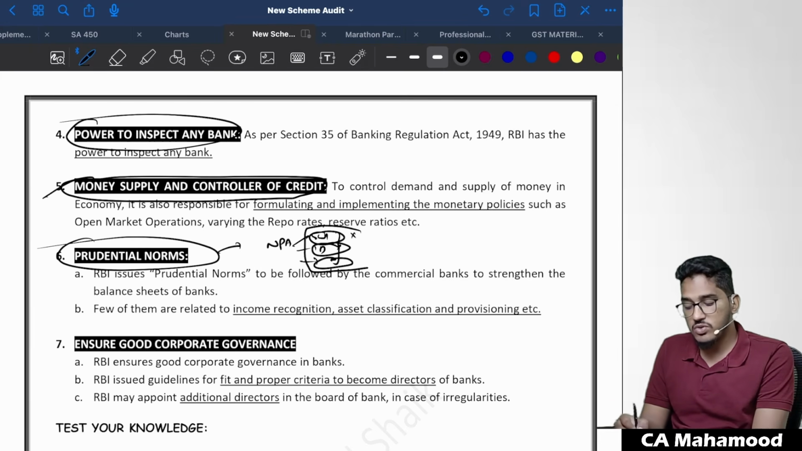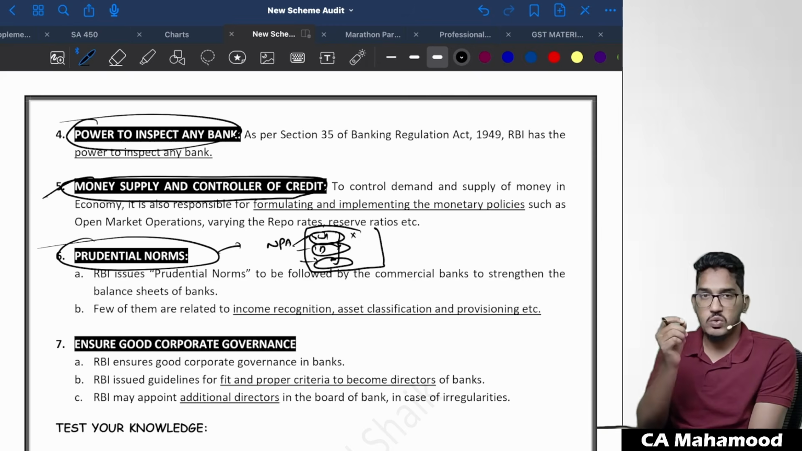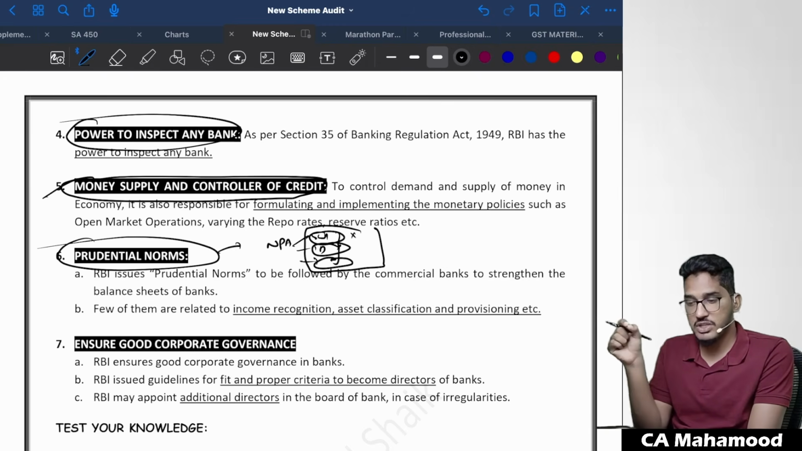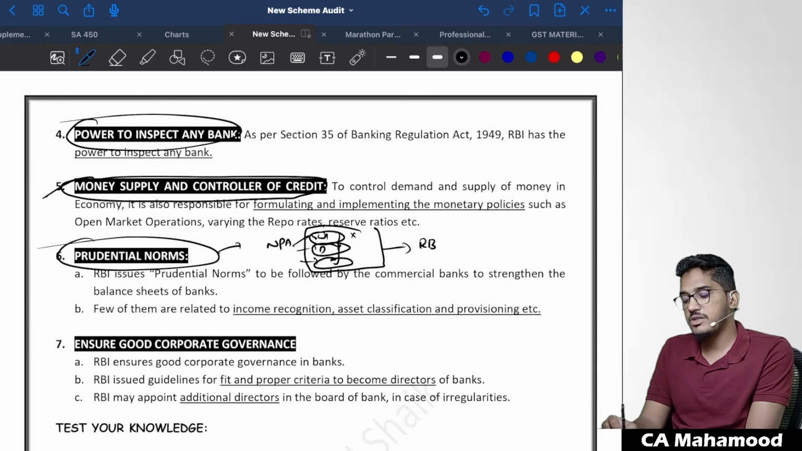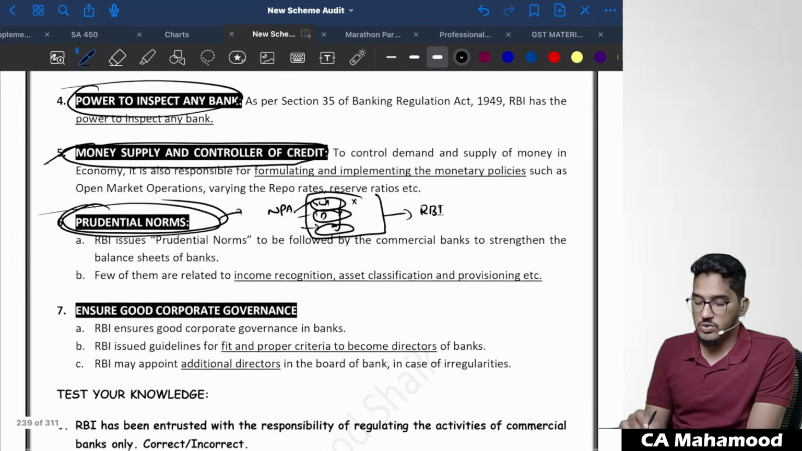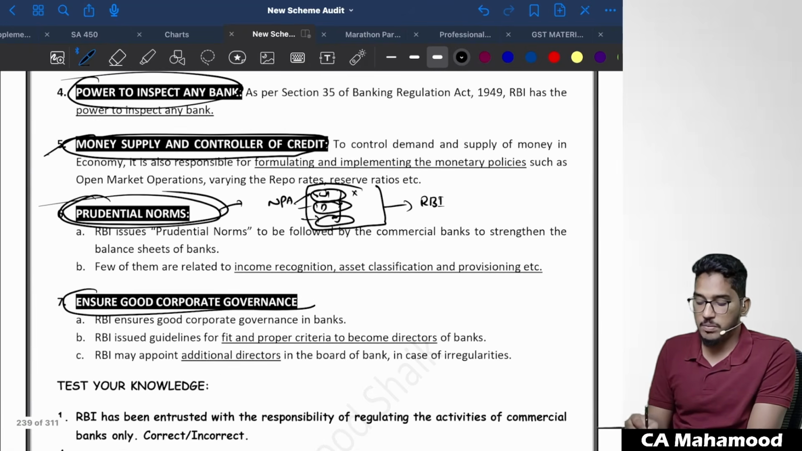Who do you think has mentioned all this? If it remains overdue for these many days, classify it as substandard, and for substandard, create this much amount of provision. This we call prudential norms. Who will decide these prudential norms? Once again, RBI is going to make the decision regarding prudential norms when it comes to classification of assets and creation of provisions. And also, RBI will try to ensure good corporate governance.